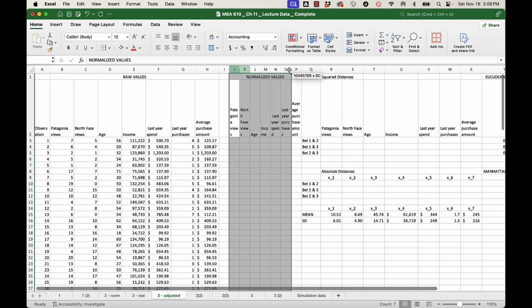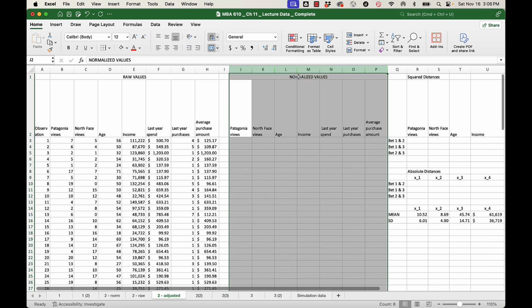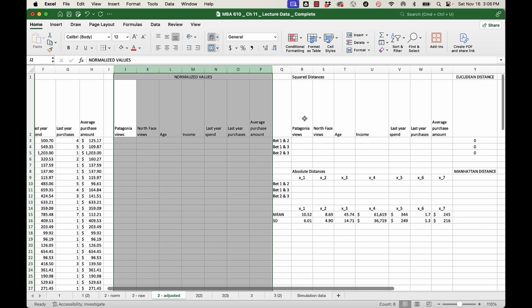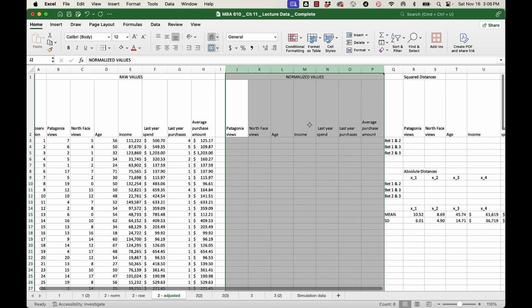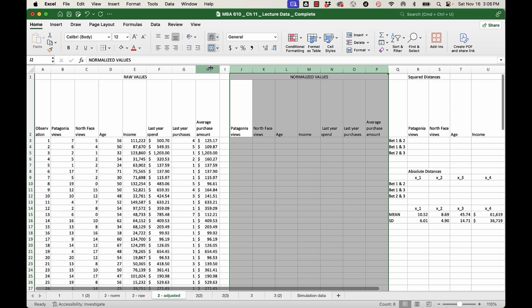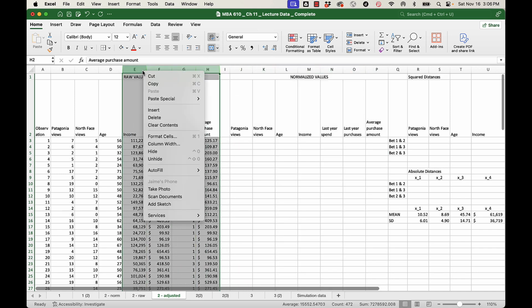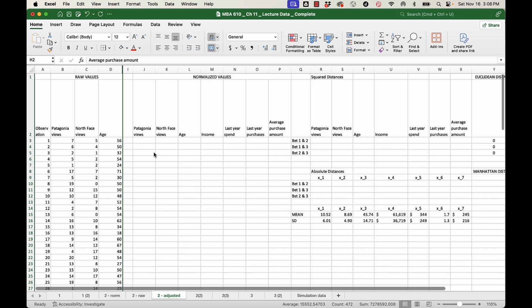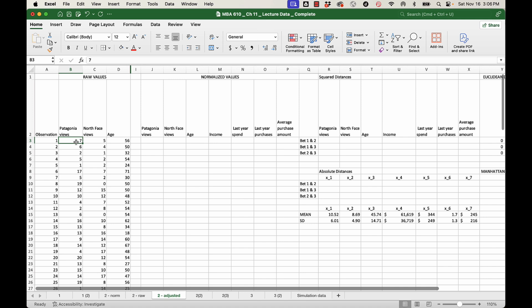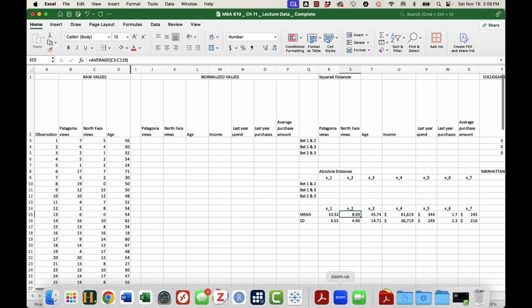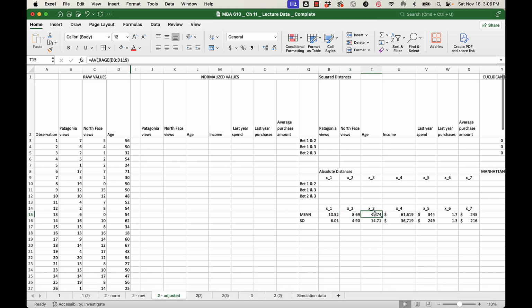I'm going to make these larger. And I know we're going to have to scroll a little bit here. So let's just tackle Patagonia first. I'm hiding some rows so I can see that person number 1 had 7 product views for Patagonia. That's less than the average. So they viewed fewer Patagonia pages than average. They viewed fewer North Face pages than average. They are older than average. I hid the rest of them. You'll get the idea when we go there.